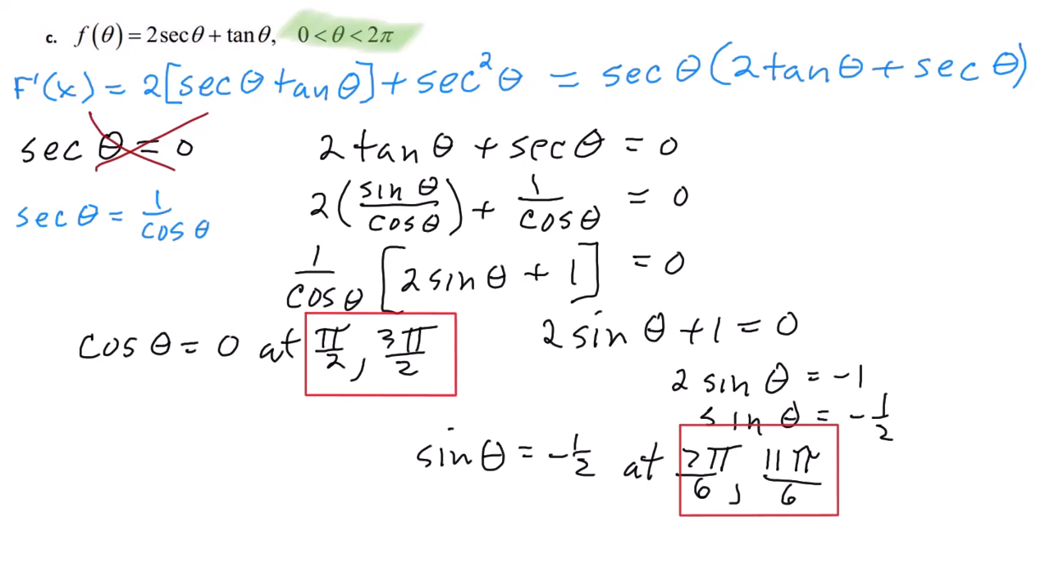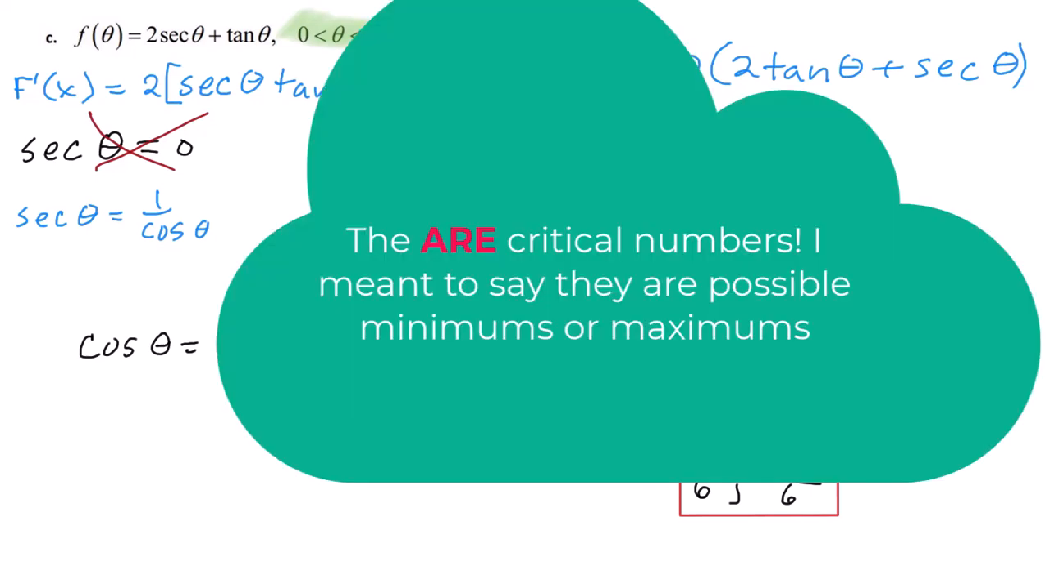That means we have 4 possible critical numbers. Pi over 2, 3 pi over 2, 7 pi over 6, and 11 pi over 6. We would have to test each one of those to see if it's a minimum or maximum. And that step's coming up next. But for right now, we've got 4 possible critical numbers.